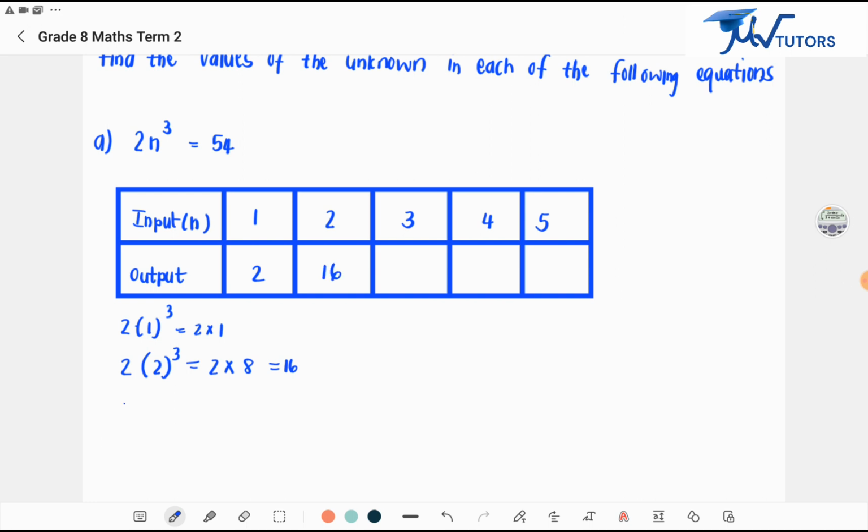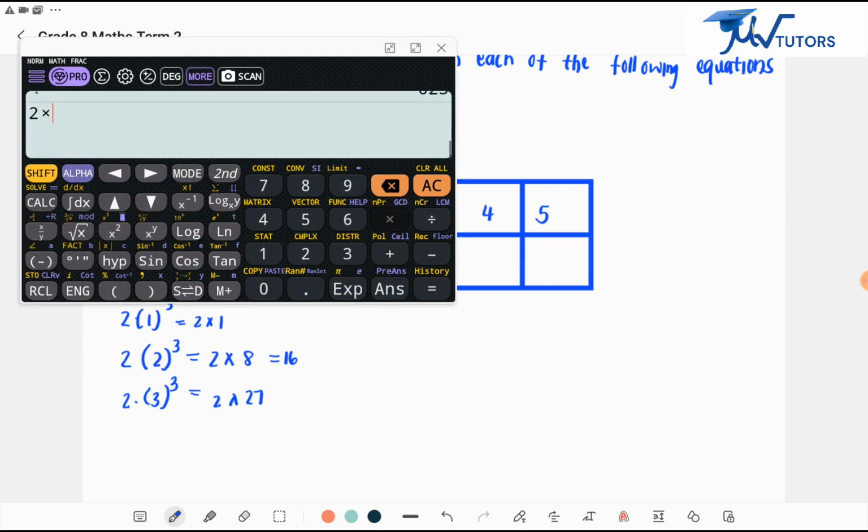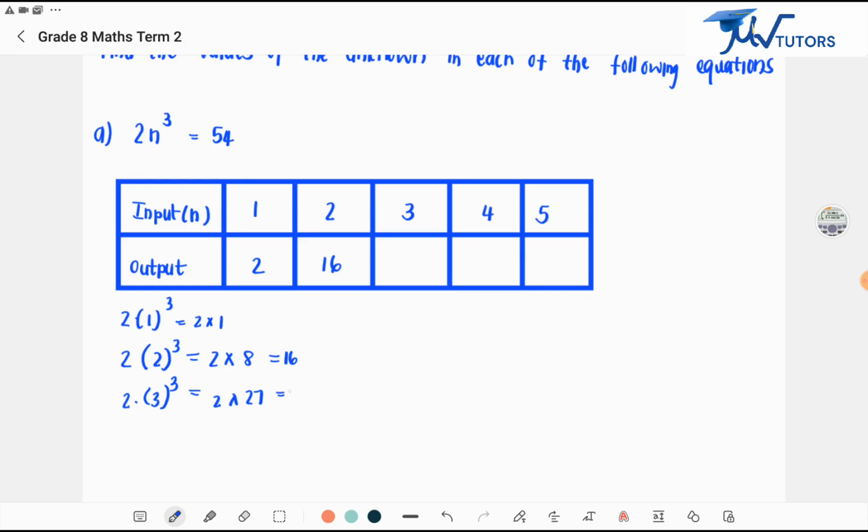What about 3? So 3 cubed, we've already worked that out. That's actually 27, right? And what is 2 times 27? Well, let's check on the calculator. It's actually 54. So now we know what the value of n is. The value of n is 3. Okay, so we can say therefore n is equal to 3, because there we get 54.